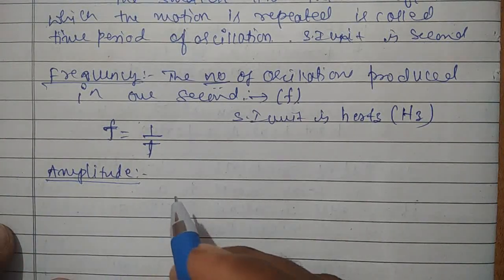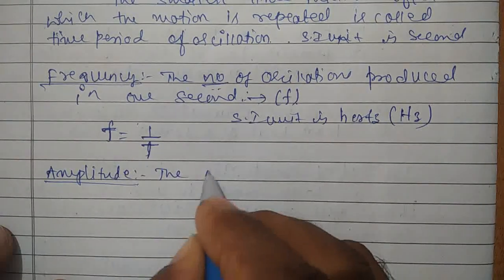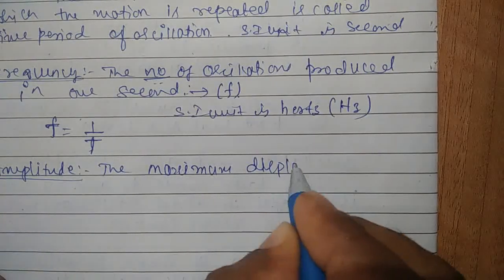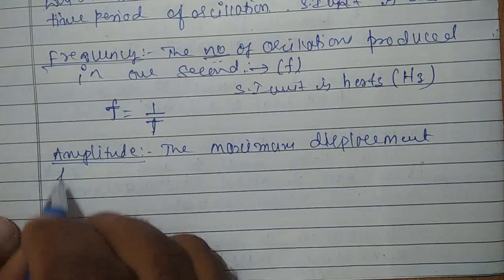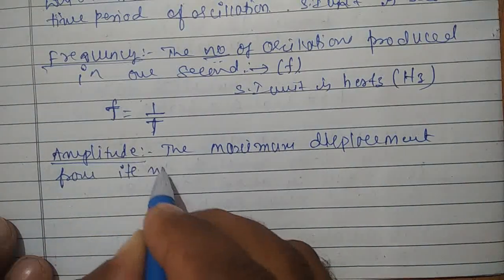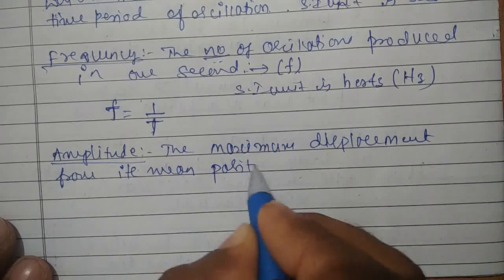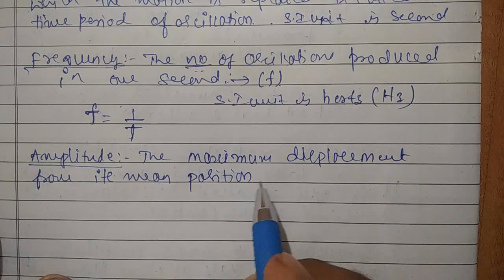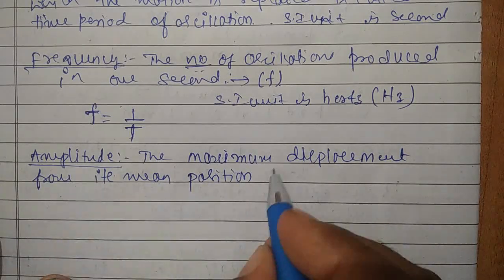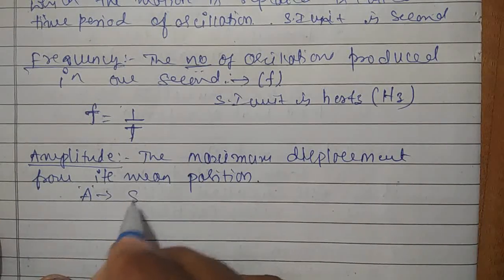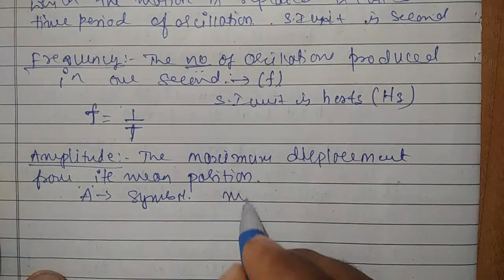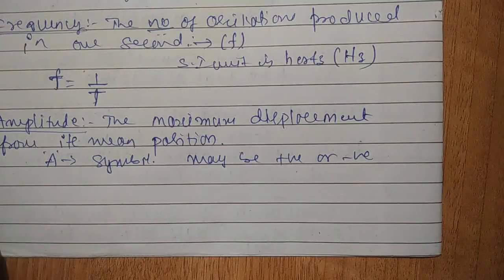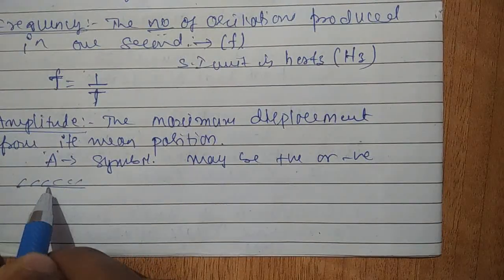What do you mean by amplitude? Amplitude is nothing but the maximum displacement from its mean position. Understood? The maximum displacement from its mean position is what we call the amplitude, and it is represented by the symbol A. This amplitude may be positive or negative. So what do you mean by mean position? It is nothing but your rest position.